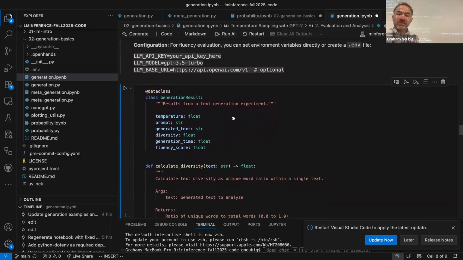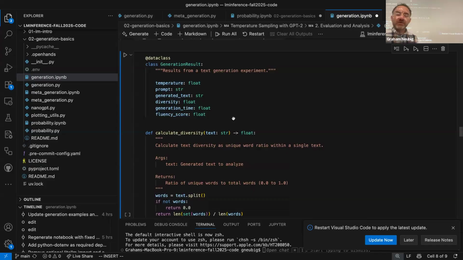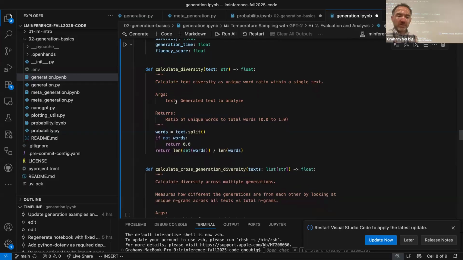And so what I want to do next is evaluate the outputs and see how good they are. There's a number of ways to do this, like I mentioned before on Tuesday. The first way is to use some sort of deterministic metrics that you can calculate directly from the generated text. And for this, I'm going to use a diversity metric.